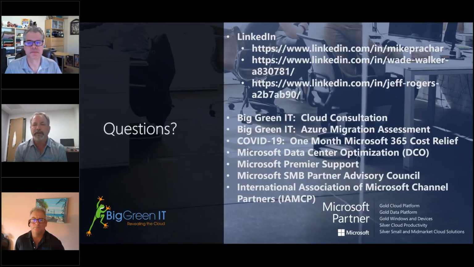Okay, so on the right-hand side of this are different resources, different things that we have going on right now: cloud consultations that we do for free, the Azure migration assessment that I just talked about. We also have COVID-19 relief, which a lot of customers, or even potential ones, have asked about. This one in particular is for Office 365. If you either have it with another provider or Microsoft Direct on a credit card and you move it to us, we can provide you 1 month free as a cost relief. So we can keep that in mind.